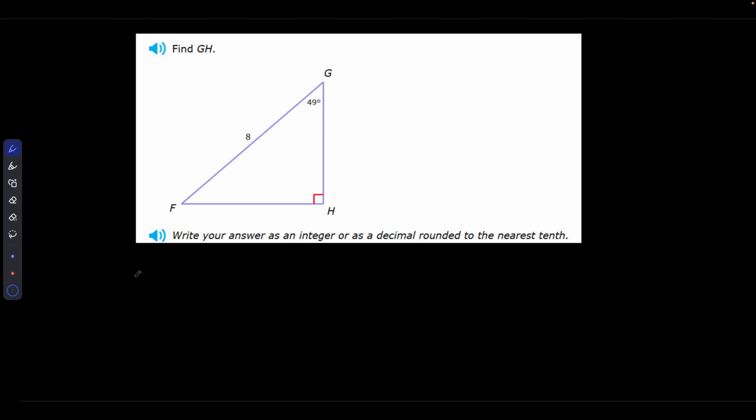Okay, so here's our problem. It says find GH. So this is the missing side that we're trying to find. Now you always work from whatever angle they give you. So here they gave me angle G is 49 degrees. So now from angle G, I know this is the opposite side, this is the adjacent side, and this is the hypotenuse. And in these problems, they'll always give you one side.